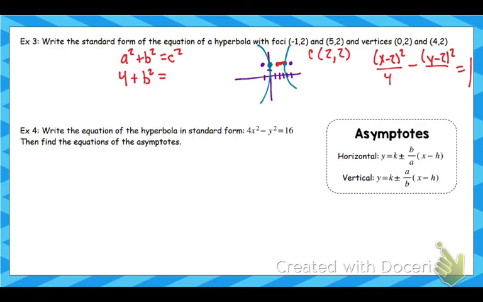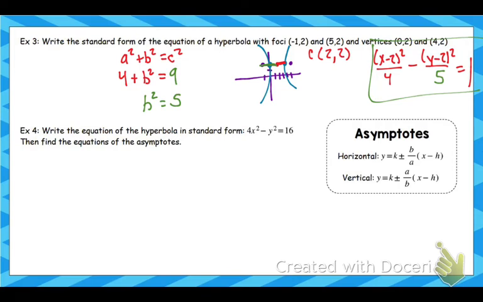Well, I can figure out what c is. c is going to be the distance from the center to the focus. That's a distance of 3, so c squared is 9. So b squared is 5. So underneath here would be 5. So that means if I were to actually graph this entire thing, I'd have to go up and down the square root of 5, which would be kind of ugly, but at least we can write the equation.